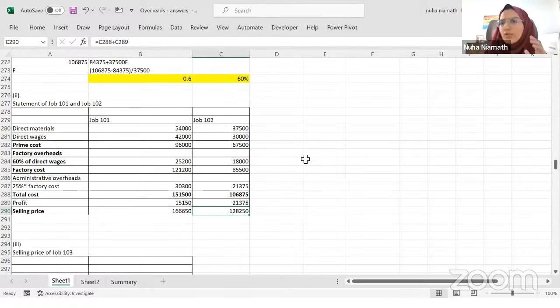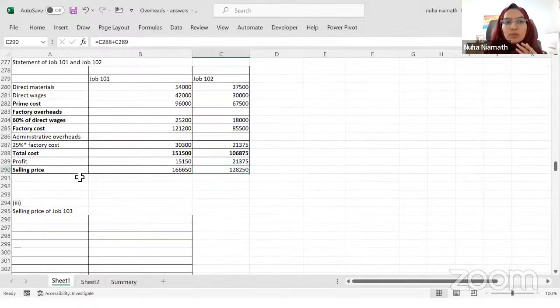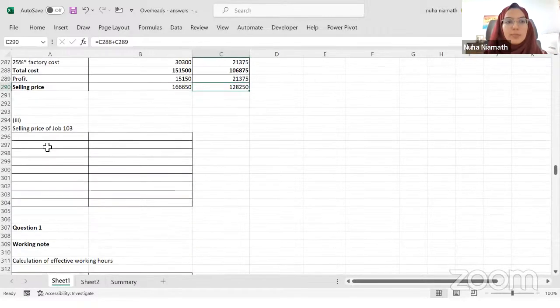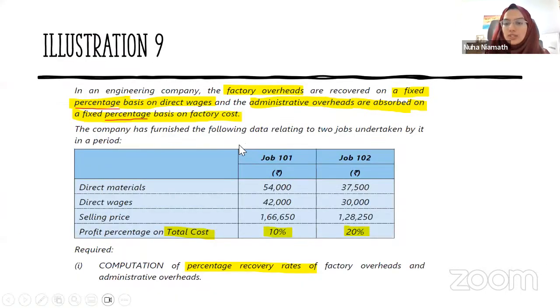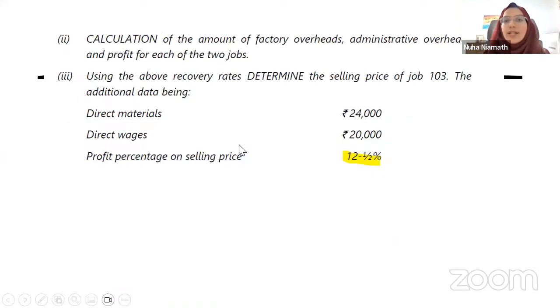I think this is very straightforward. The only thing we've done is we've put the values into place. That's all. I don't think there should be much confusion. Please let me know if everyone is clear so far. So the next part of the question is to find the selling price for job 103.